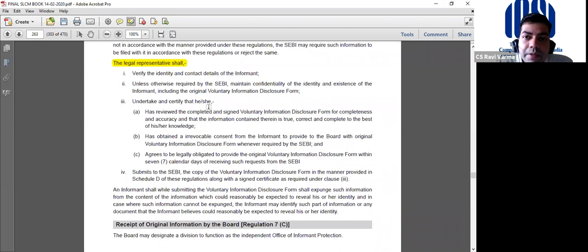When you are giving the information through a legal representative, the legal representative gives a declaration that I know the informant, I know the identity, and I am aware of his details. He should give this kind of declaration. And one more thing, despite giving information through a legal representative, SEBI may ask the person to appear physically before SEBI.